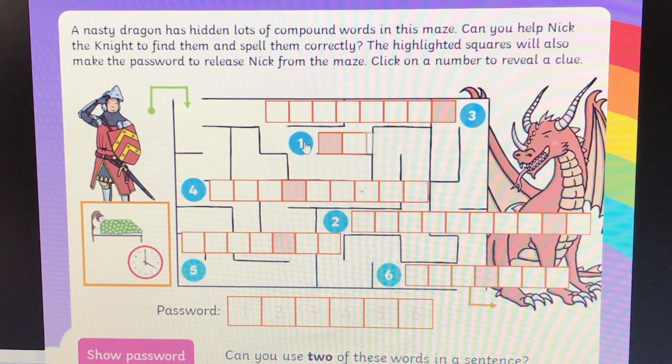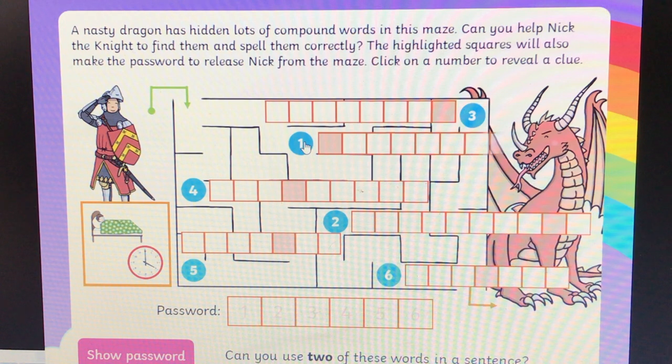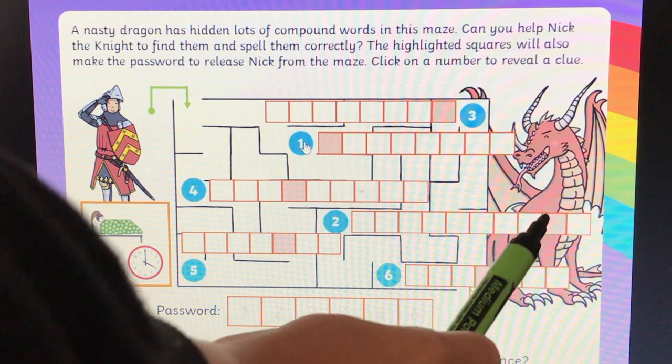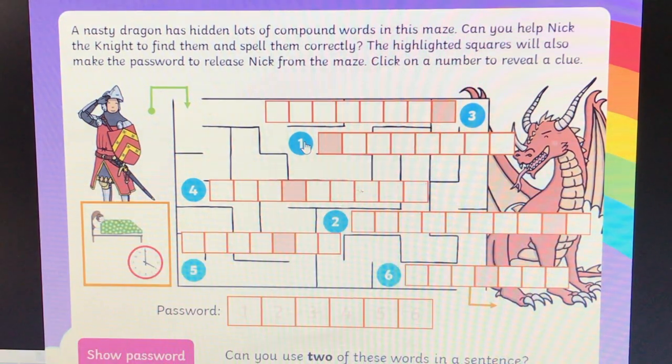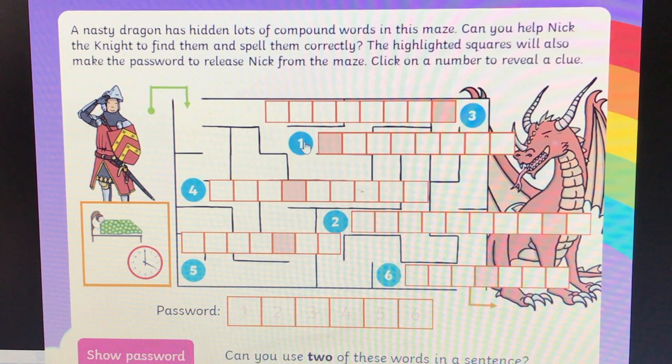So the first answer, it's not coming up on my screen, I'll tell you. So the first answer was armchair. So the first letter in your password would be an A. Number 2 was downstairs. But if you look at number 2, the highlighted square is not the last one, it's the one just before it. So the letter for your password should have been an R because we're looking at the highlighted squares for our password.